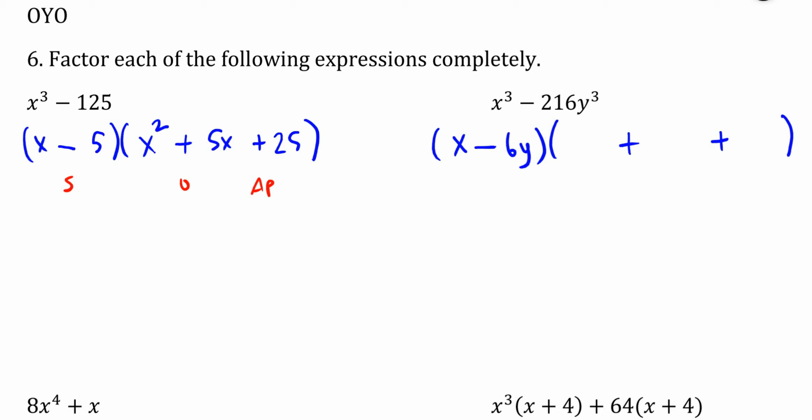Nothing different, though. The first term is still going to be the first term of the binomial squared. The middle term is still going to be the product of these two, which would be 6xy. Alphabetical order helps there. And the last term is the second term of the binomial squared. So 6 squared is 36, y squared is y squared. And that's it.